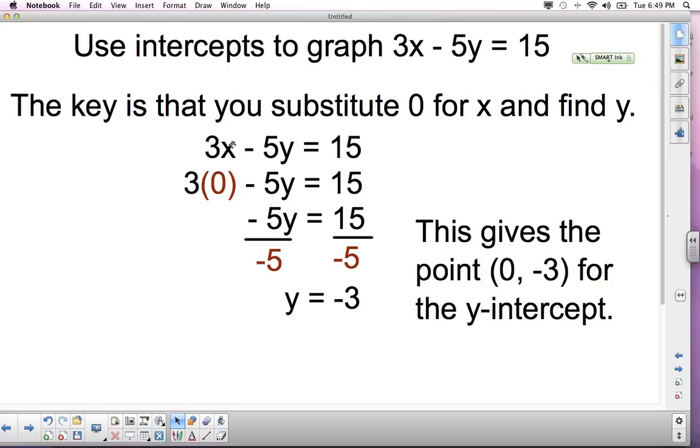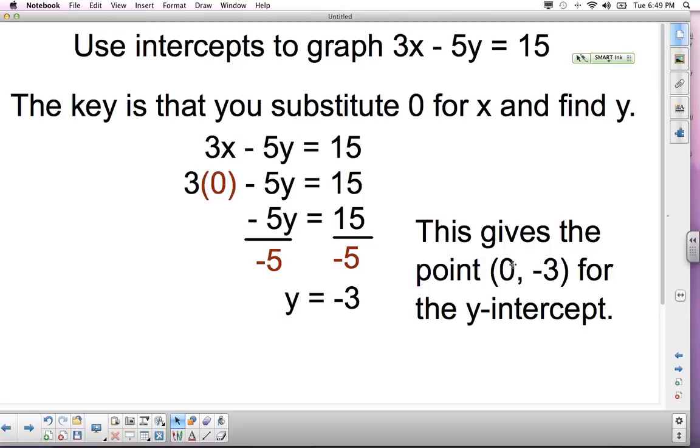So in the first one, we're going to substitute 0 for x, and we're going to find the y-intercept. So I put 0 in where the x is. 3 times 0 is 0, which makes it go away. Some people call this the cover-up method because you can cover up the 3x term, it will go away. And then you're just left with -5y = 15. Solve by dividing by the -5 on both sides, and you get y = -3.